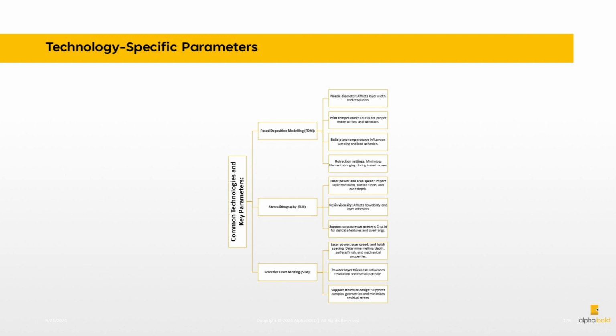Selective laser melting, SLM. Laser power, scan speed, and hatch spacing. Determine melting depth, surface finish, and mechanical properties. Powder layer thickness. Influences resolution and overall part size. Support structure design. Supports complex geometries and minimizes residual stress.